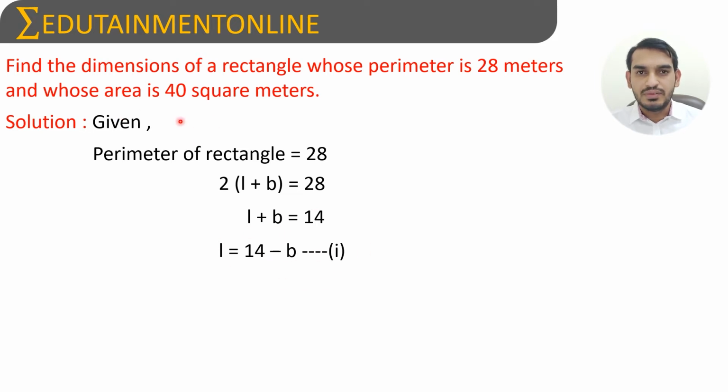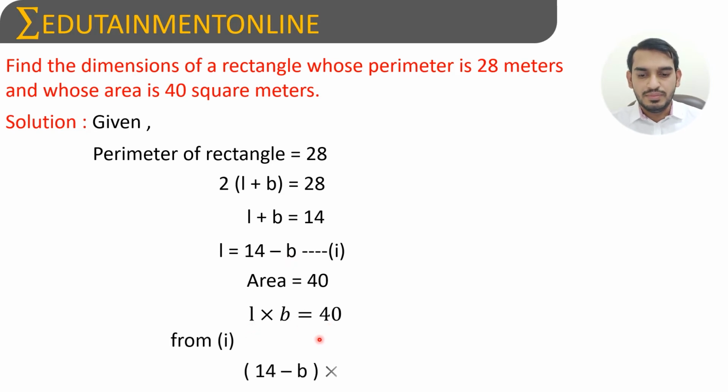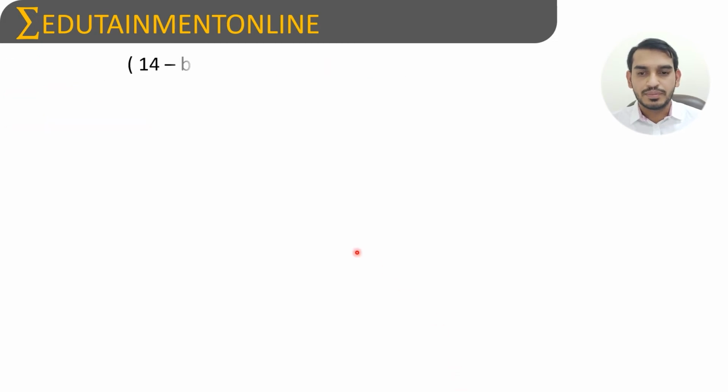Now the other condition given in the question is that the area of the rectangle is 40 square meters. We know that the area of a rectangle is length times breadth, L into B. So L into B is equal to 40. Now from equation 1, we know that L is equal to 14 minus B. Substituting this in place of the L here, that will be (14 minus B) into B is equal to 40.